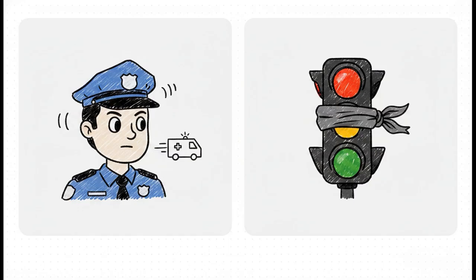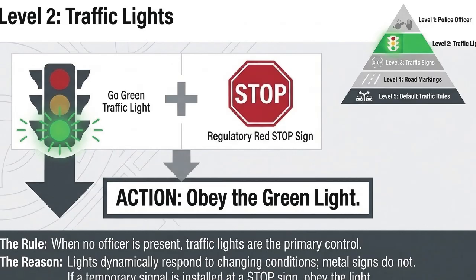Now, stepping down to level 2, an active green light forces you to go, completely overriding the static red stop sign that might be mounted right next to it. I know it feels kind of unnatural to just cruise past a stop sign without stopping, but when that level 2 light is green, that level 3 metal sign is effectively invisible. The dynamic light wins every single time.